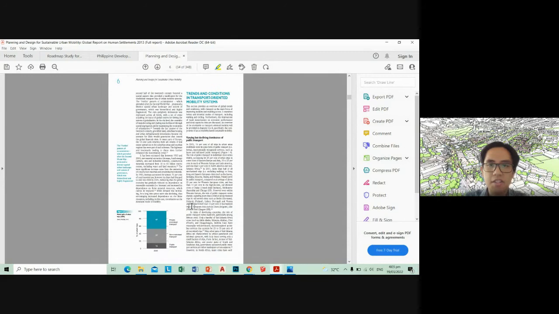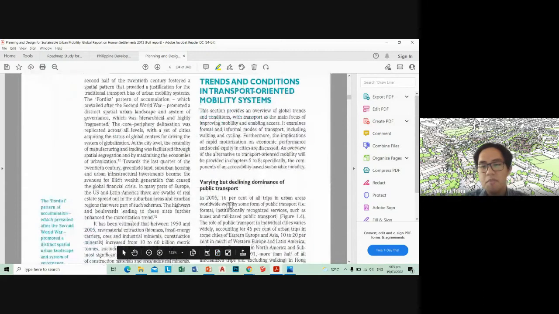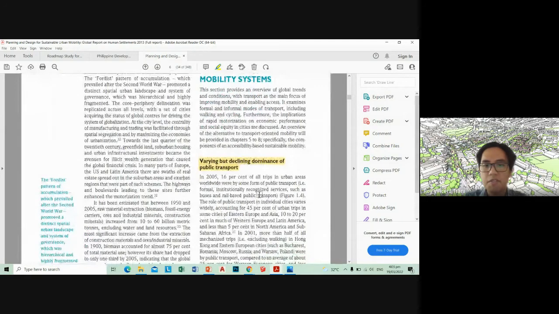Trends and conditions in transport-oriented mobility systems. So let's see here. This one is new. Varying but declining dominance of public transport. In 2005, 16% of all trips in urban areas worldwide were by some form of public transport. So only 16%, such as buses and rail-based public transport.